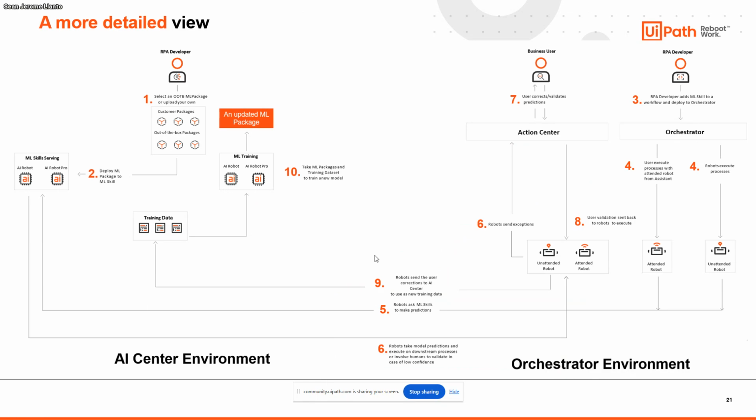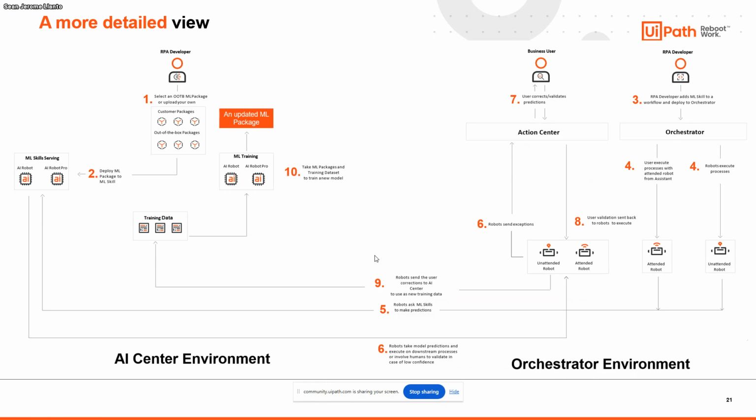Basically, this slide talks about a user, being an RPA developer, and there are various numbers that you're able to see. These are the steps that you have to perform. You have an out-of-the-box machine learning model package, or you can upload one on AI Center. Then you deploy the machine learning model into an ML skill. Once this has been deployed, you're able to leverage the machine learning model via UiPath Studio, and the robots are able to consume it.